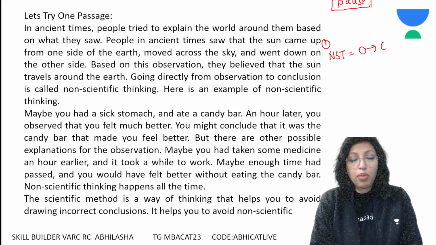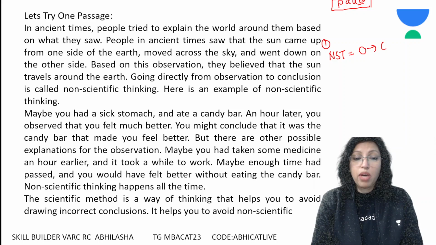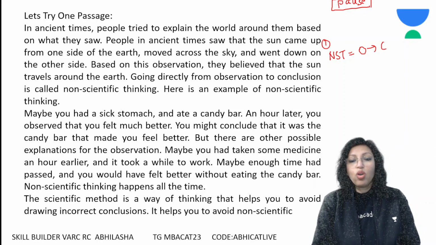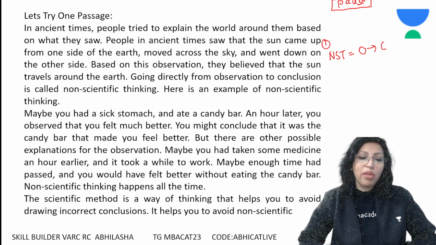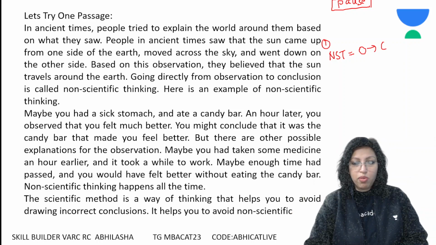Maybe you had a sick stomach and ate a candy bar. An hour later, you observed that you felt much better. So you will conclude, oh, it was the candy bar that made me feel better. Oh, I don't have the stomach ache anymore. I'm feeling so much better.